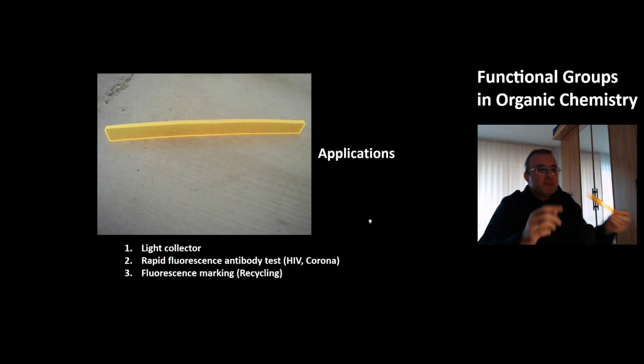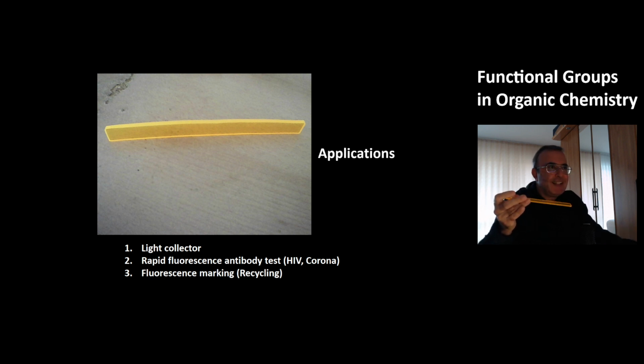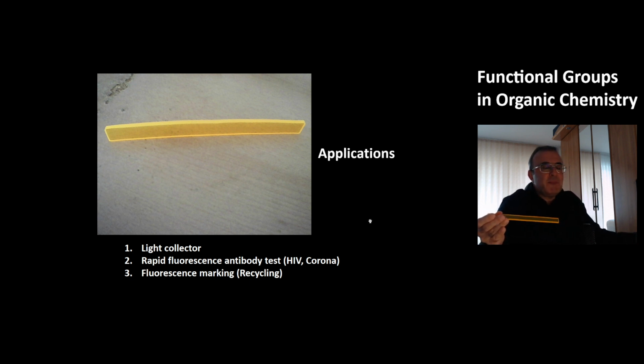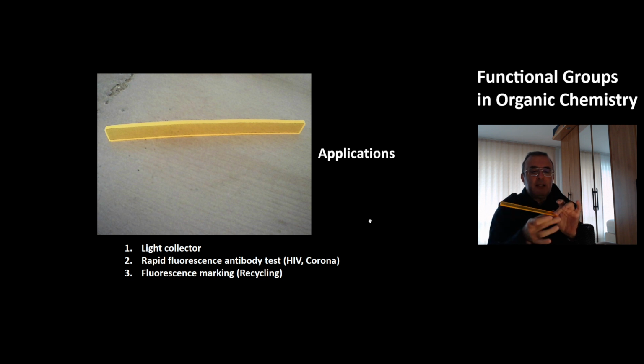This is what it looks like. This is an example. You can see the big surface is not as bright as the edges of this piece of plastic, and this plastic contains just a few milligrams of this compound. And this is one of the applications of this molecule. It's a light collector. Imagine if you had a big plate like this, you could use it as a light collector. You could place solar cells along these edges and use them more efficiently.